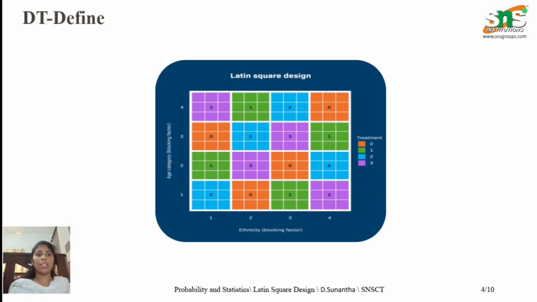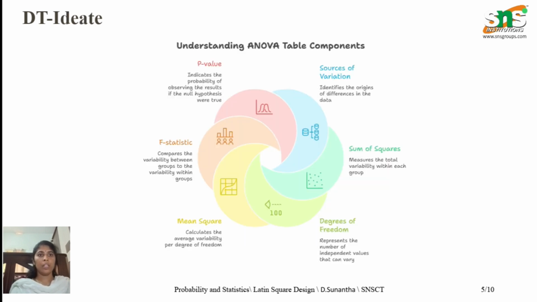The data will be given in a Latin square design, which is nothing but a Rubik's cube like structure. The number of treatments will be equal to the number of rows and the number of columns. That creates a square structure, and it is known as Latin square design. The goal is to eliminate variation due to rows and variation due to columns, and study only the treatment effect accurately.